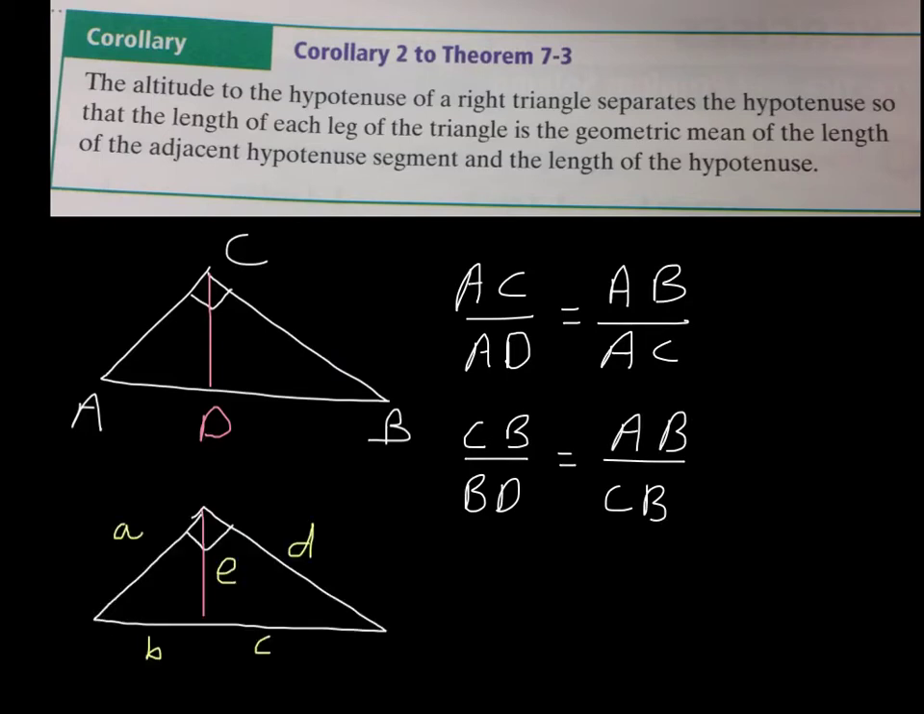All right, let's look at it one more time. This time we're going to let these lowercase letters be the segments themselves. So A is the geometric mean for B and B plus C. D is the geometric mean for C and B plus C. Again, the legs of the white triangle, which in this case are A and D, are the geometric mean for the adjacent part of the hypotenuse and the entire hypotenuse.